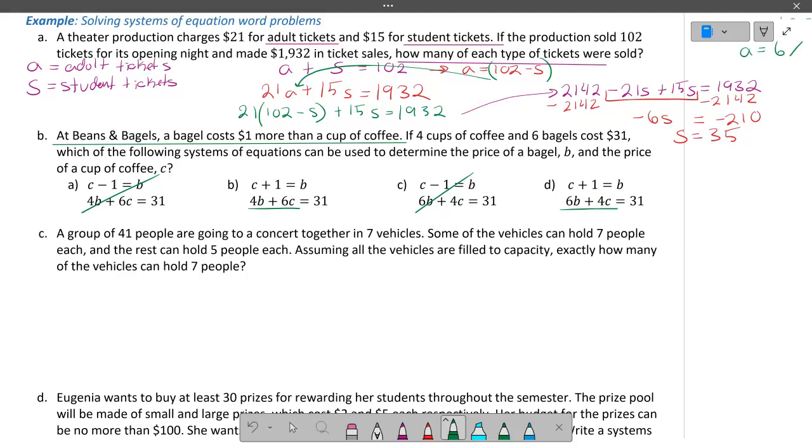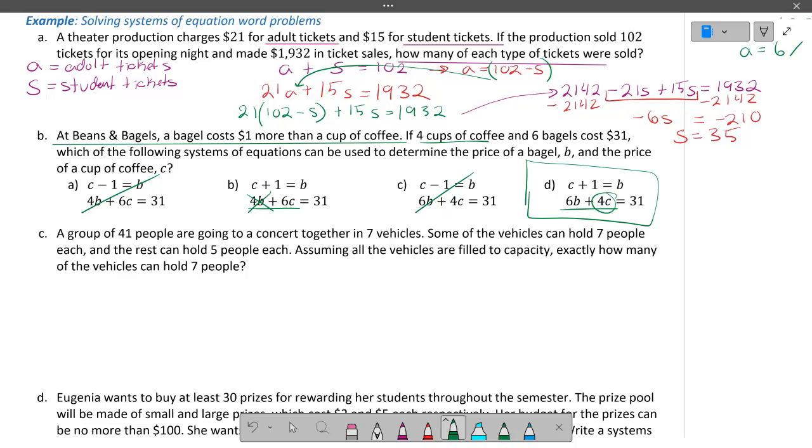Why? Because the 4 is for C. Good. 4 is for coffee. C makes sense as the variable for coffee, right? And they tell us C is the variable for coffee. 4 is not the coefficient for B. And then likewise, $6 for the bagel. That matches $6 for the bagel, so we know it has to be answer option D.